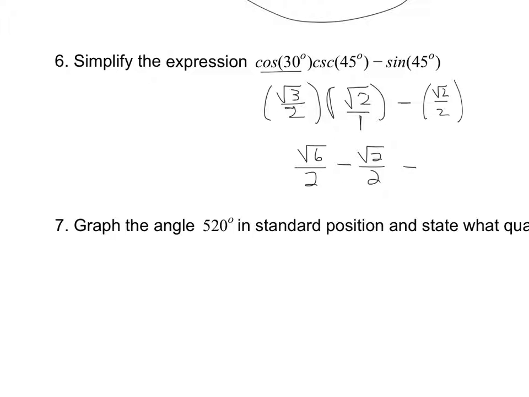So since they have the same bottoms, if we'd like, we can write them together. We cannot subtract those radicals because they're not like radicands, but we can subtract them and write them together like so. So that's the exact value of the cosine of 30 times the cosecant of 45 minus the sine of 45. So again, most of those just came from the table that we had in our chart.